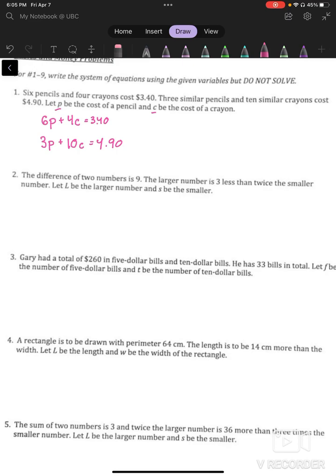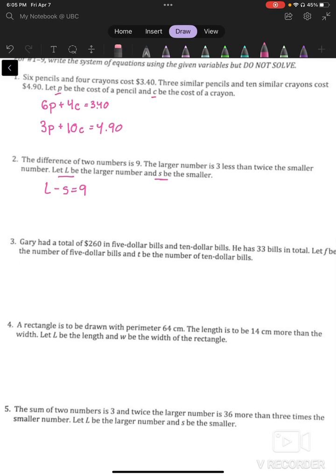For number 2, it says the difference of two numbers is 9. The larger number is 3 less than twice the smaller number. Let L be the larger number and S be the smaller. So it's saying the difference of two numbers is 9. So that's telling you L minus S equals 9. Because 9 is positive, the larger number has to be first and the smaller number has to be second. Because if you subtracted a smaller number minus a larger one, you would get a negative answer.